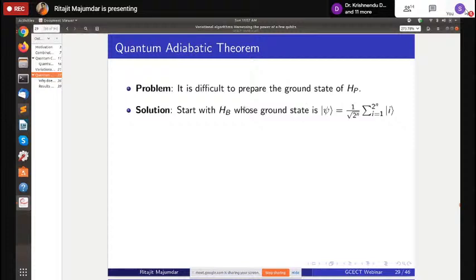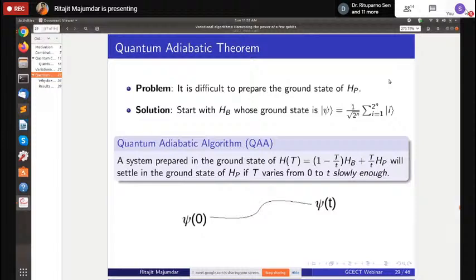And the Hamiltonian corresponding to this, we call it HB. We'll start with here and we want to reach the ground state of this. How do we do that? The adiabatic theorem comes to our help. It says that you prepare a Hamiltonian in this form. We'll explain it in just a moment. It looks difficult, but it is very easy. It says you prepare a Hamiltonian in this state and you vary this capital T from 0 to small t.